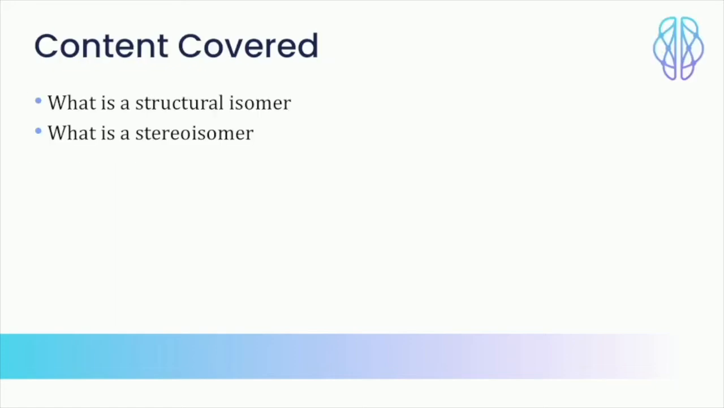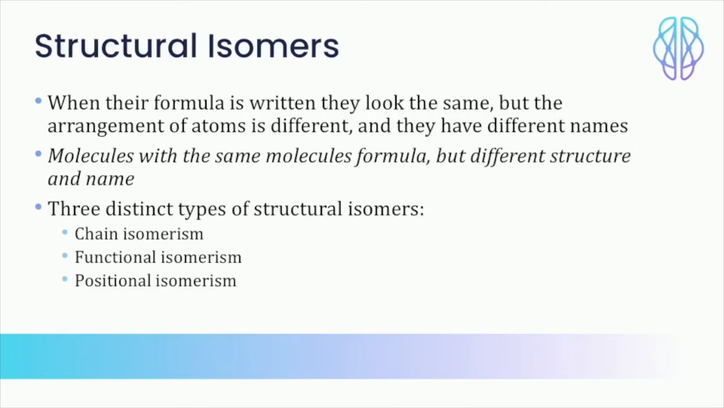Today we'll be going over what a structural isomer is firstly, and then we'll be going over what a stereoisomer is. I've also included two sections. You might want to look over them, but they're outside the scope of the syllabus, and that includes a section on chirality. So the first thing we need to distinguish is a structural isomer.